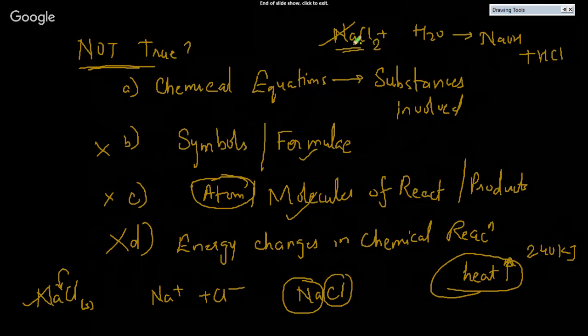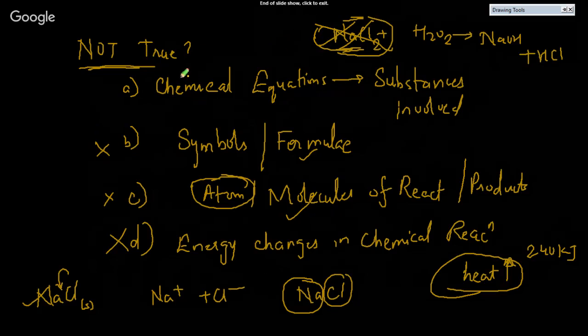If I write any chemical equation tomorrow, for example, NaCl2 plus H2O2 giving something else, it's not going to tell me whether this is the symbol or the molecular formula of any compound or not. It might be absolutely wrong. So it's not the chemical equation which tells us, it is the other way around.